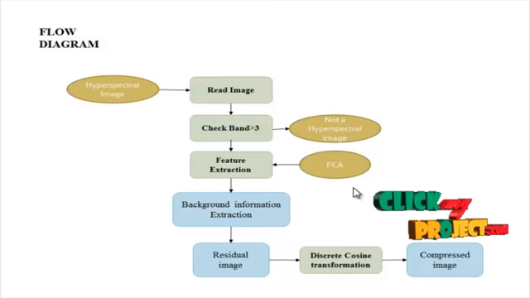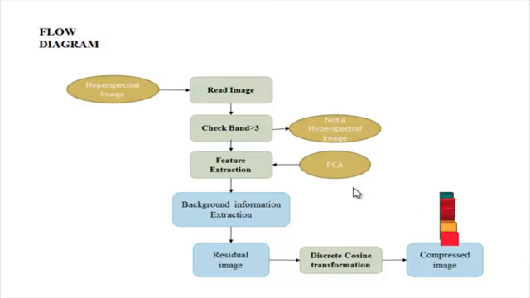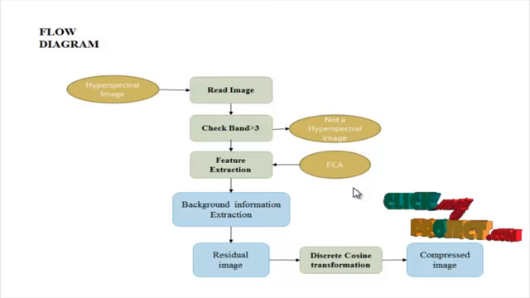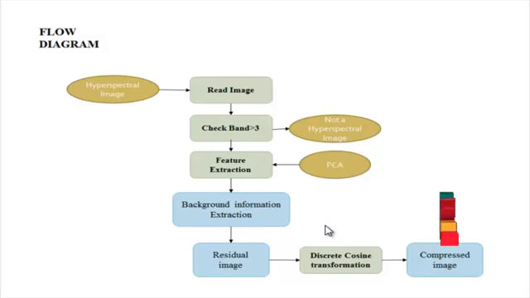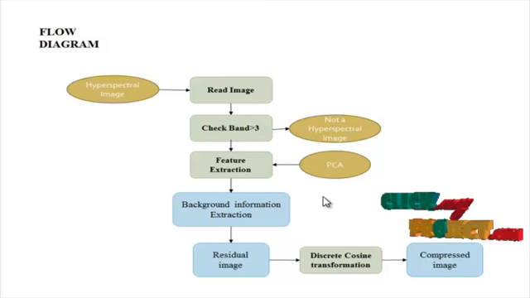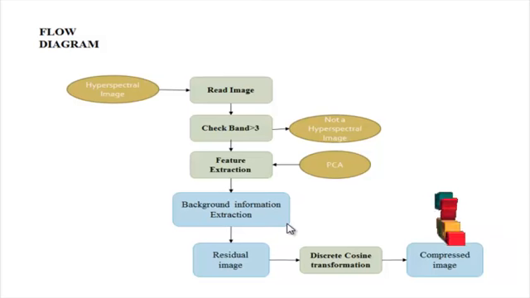PCA process is utilized to capture background information of the HSI characterized by second order statistics. Principal component analysis is a statistical procedure that uses an orthogonal transformation to convert a set of observations of possibly correlated variables into a set of values of linearly uncorrelated variables called principal components.